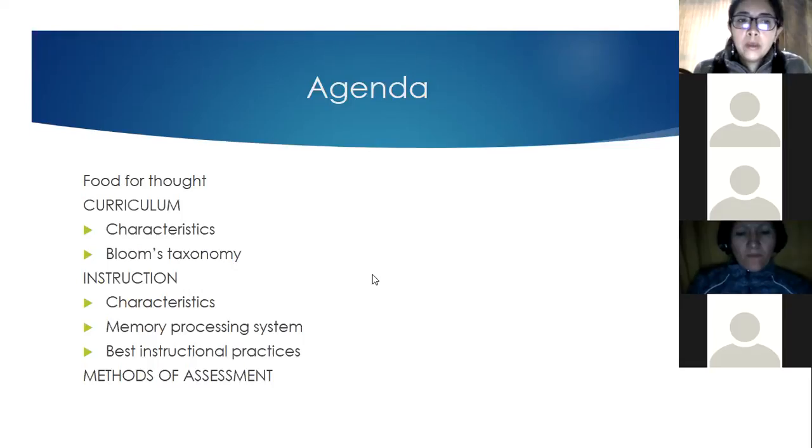So we will talk about curriculum, instruction and some methods of assessment, because all these three aspects are related. In relation to curriculum, we will talk about its characteristics, Bloom's taxonomy. About the instruction, we will talk about its characteristics as well, the memory processing system, and the instructional practices. And finally, we will talk about some methods of assessment. So that is what we are going to do today.